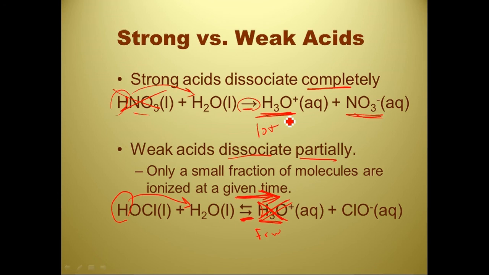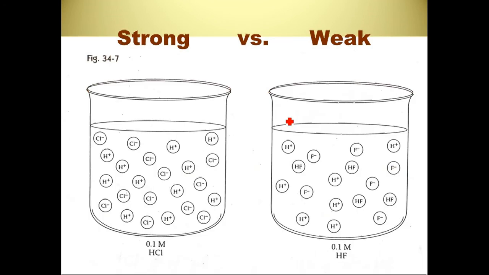All right. Another way of looking at this is this. Notice I've got 0.1 molar hydrochloric acid here and 0.1 molar hydrofluoric acid here. The only difference between these two acids, this one is strong, hydrochloric, and this one is weak, hydrofluoric. The hydrochloric, take a look. You'll see that there are no hydrogen chlorides left. They have all dissociated, and here's where chemistry gets interesting.